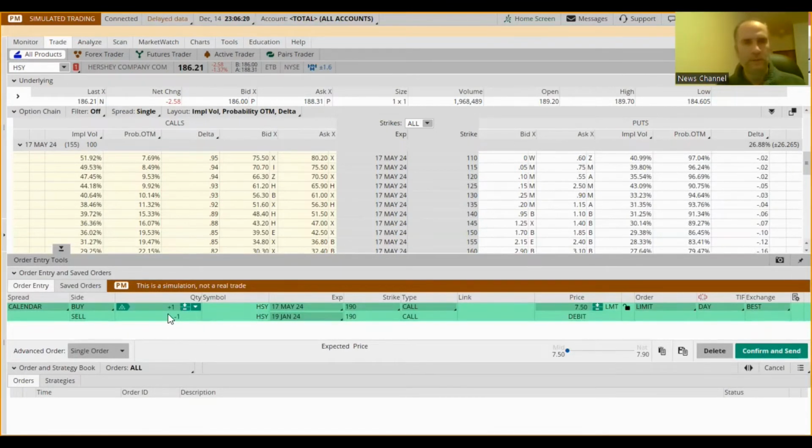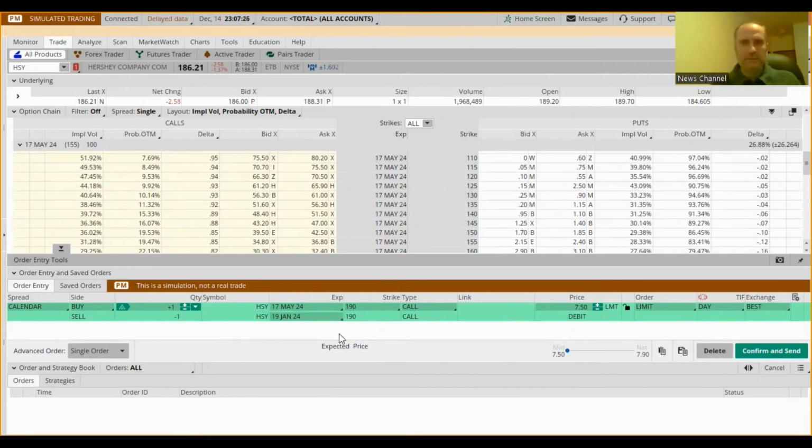Okay, so we're buying 1 Hershey's May 17, 2024, 190 strike price call, and the premium is $750. That's what it costs. I'm also selling 1 Hershey's January 19, 2024 at the money, 190 call option. Now there's a debit of $750 because the option purchased has more time on it, so it costs more. The premium is higher, so the debit is $750.